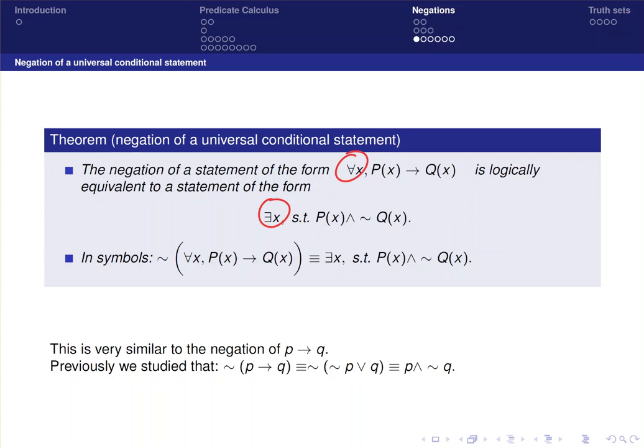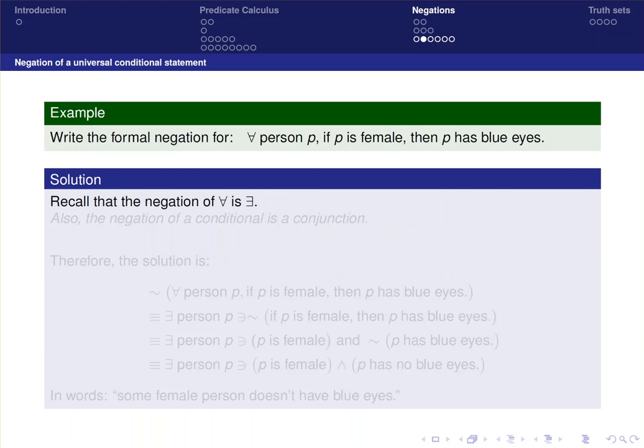Again, to negate P implies Q, you just leave P alone, put an and symbol, and then negate the predicate Q. This is very similar to what we did in chapter 2, like I said just now. Let's practice that with an example.